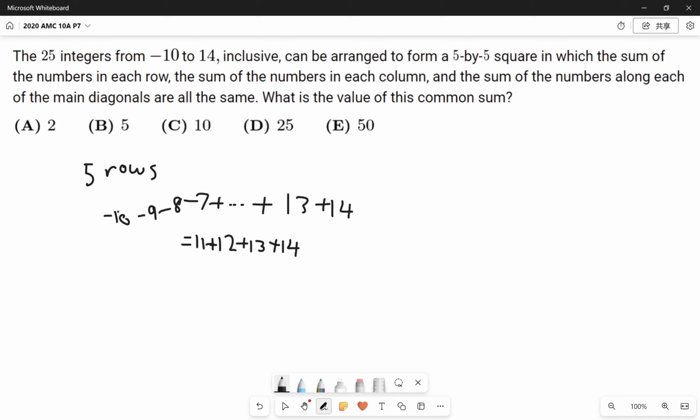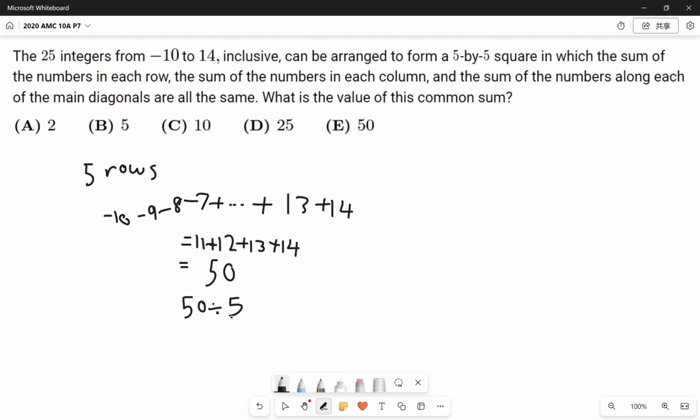Why? What happened to the numbers before? Well, they cancel out because -10 corresponds to +10 somewhere over here. -7, for example, corresponds to +7 over here, so they all cancel out and add up to 0. But what we're left with is 11 plus 12 plus 13 plus 14. Now, what value is this? Well, this is just 50.